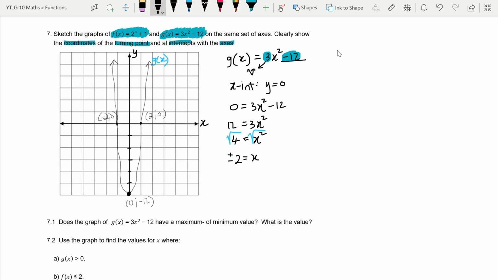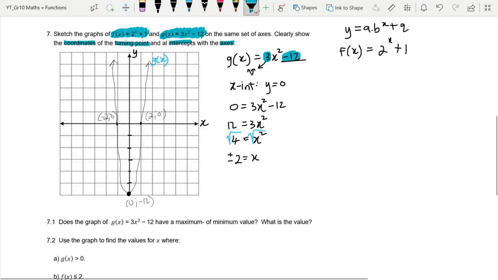Now we are on to f of x, which is our exponential. There's so much that we need to remember with an exponential. So if we think about our standard form, I'm just quickly going to write that down. y is equal to a times b to the power x plus q. There we have our q, which gives us our horizontal asymptote. So I'm going to go put that in straight away.